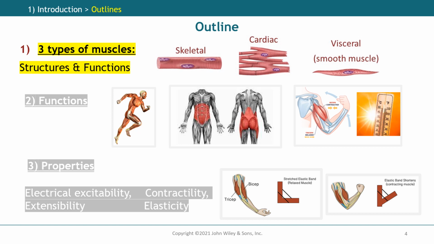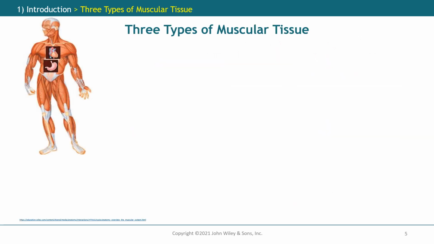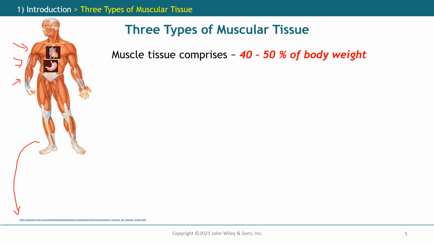So let's start with the three types of muscles. In this slide, I'm going to show you the general characteristics of the muscular tissue, and all this information you can find in this link in your textbook, and there you can zoom in on each one of the different muscular tissues. The first thing that I want you to remember is that your muscle, as it's covering the entire body, together with bones will represent the majority of your body weight. In particular, your muscles represent between 40 to 50% of your body weight.